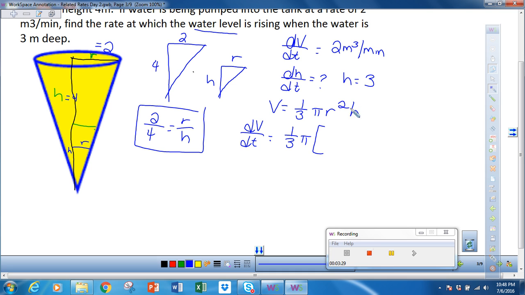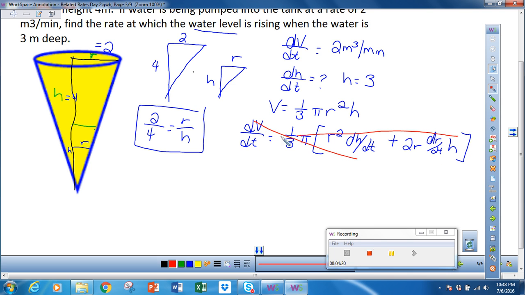In order to take the derivative, I have to use the product rule. This gives me dV/dt is equal to 1/3 pi, times r squared the same, dh/dt, plus 2r dr/dt times h. What I want you to see here is that in order to find dh/dt, I'm going to need dr/dt and r. I could possibly find r from the information that I was given, but I have no way of finding the rate at which the radius is changing. Since I can't find dr/dt, I'm sorry to tell you that I am not going to use this formula.